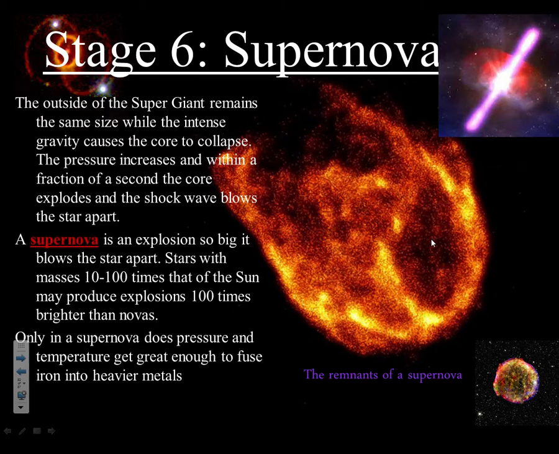Only in a supernova does the pressure and temperature get great enough to fuse iron into the heavier metals. So that's how we have all these heavier elements, from supernovas. The pressure and temperature get so incredibly great in the explosion.